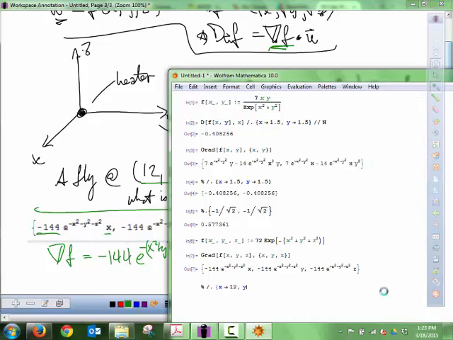Let's do that real quick. Y is equal to 14 and z is equal to 30.